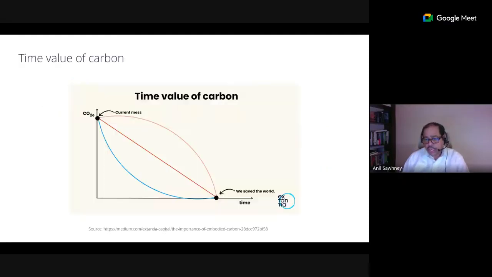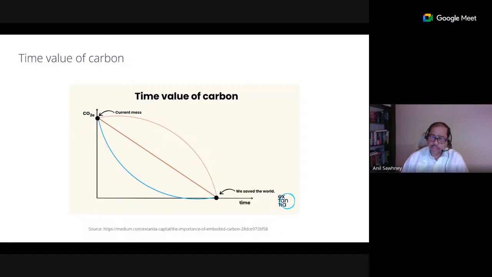This is actually taken from a colleague who has written an excellent article. The source is provided below. Francisco Pamponi in the UK has done an excellent job explaining this in very simple terms. So as you know, time value of carbon, I think all of you probably either study, research, or teach time value of money. The same concept applies to time value of carbon.